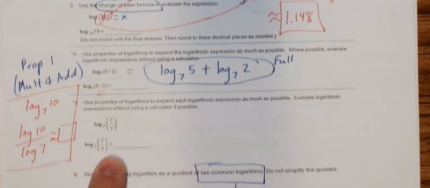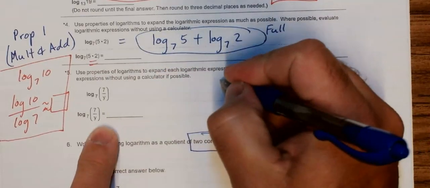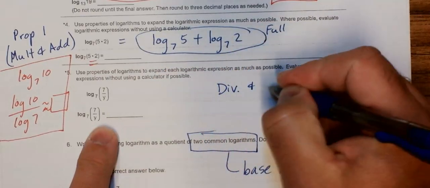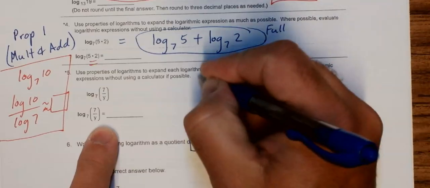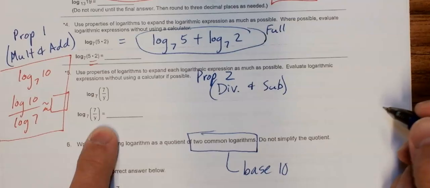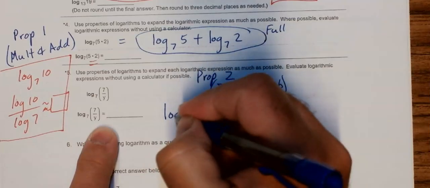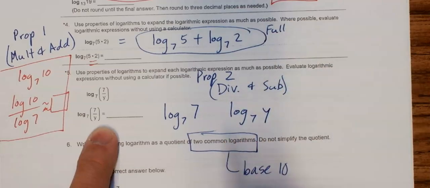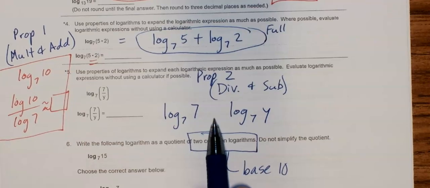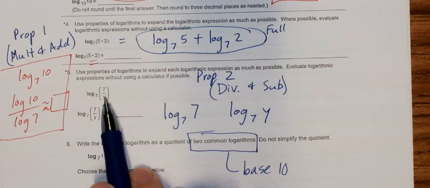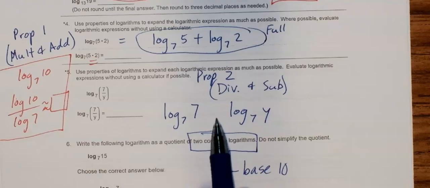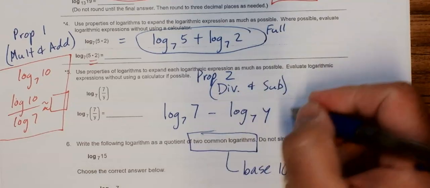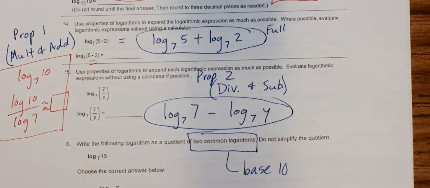Question 5. I see division. Okay? I know that division goes with subtraction, and that's from property 2. So we have log base 7 of 7 and log base 7 of y. What should go in between? According to property 2, how do you take division and split it up? Subtraction. That's it. So very similar, very simple, like the last question.